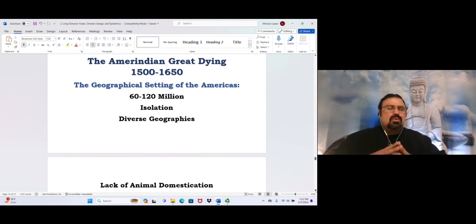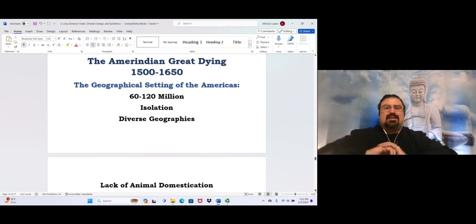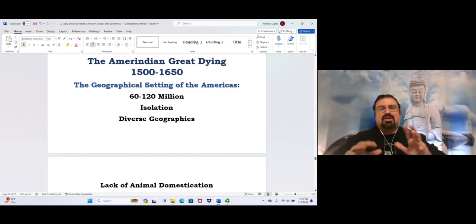Here, we're not going to identify a single virus that was responsible for the death of millions of people in the Americas, but rather there will be a variety of different strains of viruses that will be affecting the population.